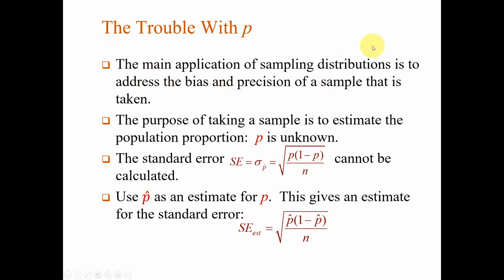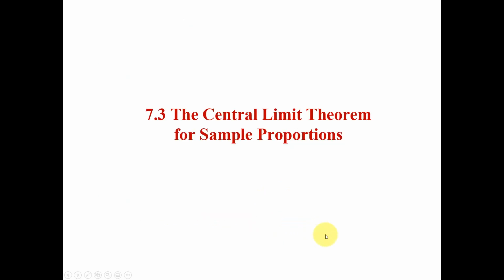But the main application of sampling distributions is to address bias and precision of a sample. And so like I said, P is unknown, so we are trying to estimate that. So now this formula, it cannot be calculated because we don't know these P's. So we use P hat as an estimate for P, and this gives us a good estimate for the standard error. So P hat in for P, 1 minus P hat divided by N.